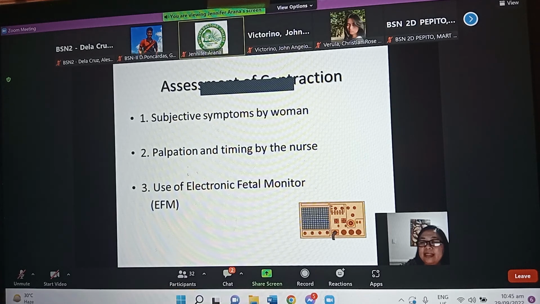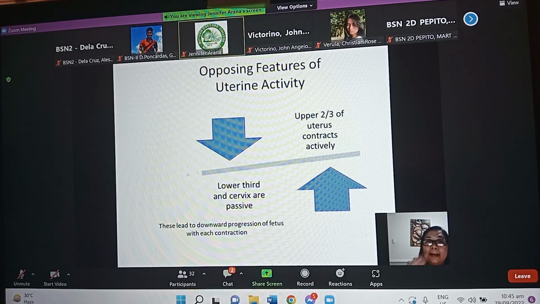Okay. In assessing the contraction, we have to consider the subjective symptoms by the woman. And then palpation and timing by the nurse, and use of electronic fetal monitor when available.